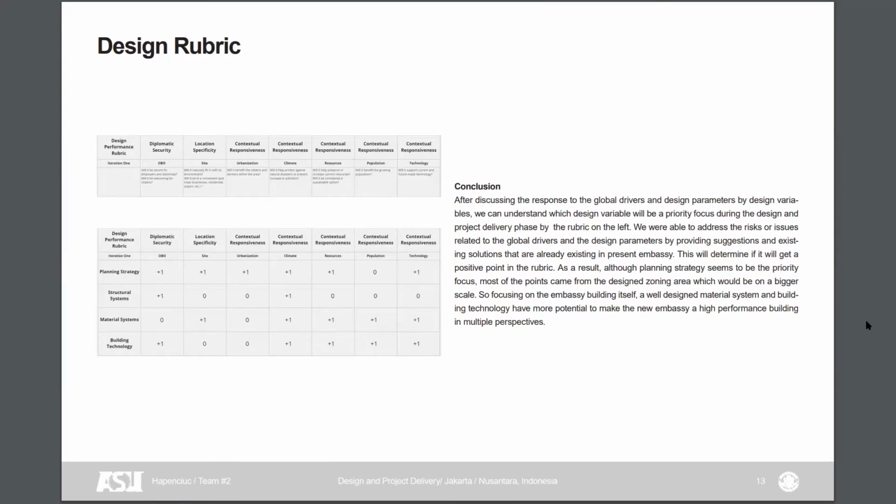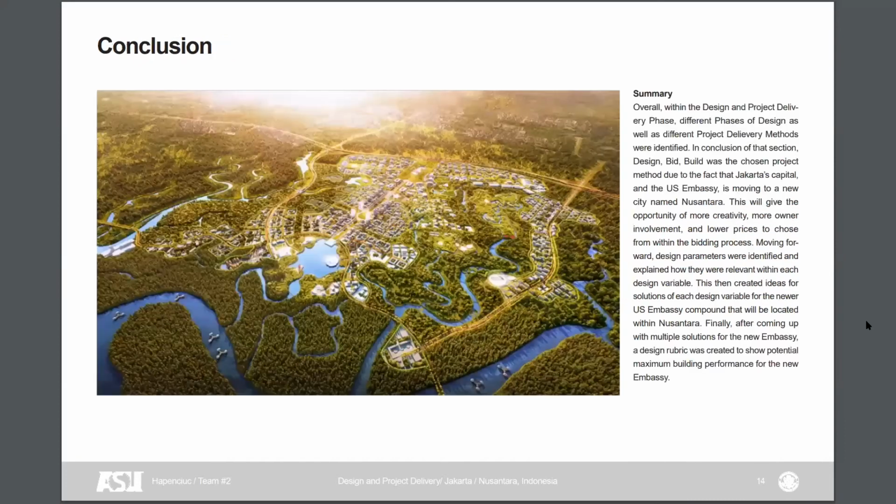So after talking about the response to different global drivers by planning strategy, structure system, material system, and building technology, we can form the rubric by adding points when the design variables address one driver or parameter. Looking at the results, although the planning strategy seems to have the higher score, most points come from the released zoning plans, which is on a bigger scale. So focusing on the building itself, a well-designed material system and building technology have more potential to create higher performance within the new embassy.